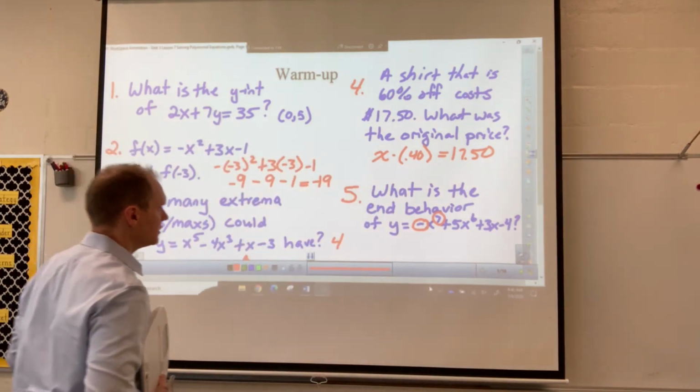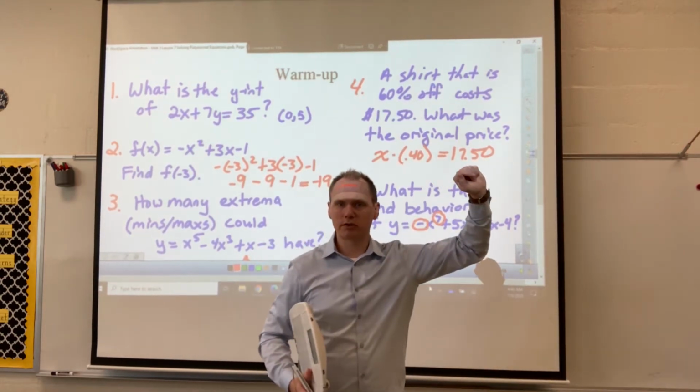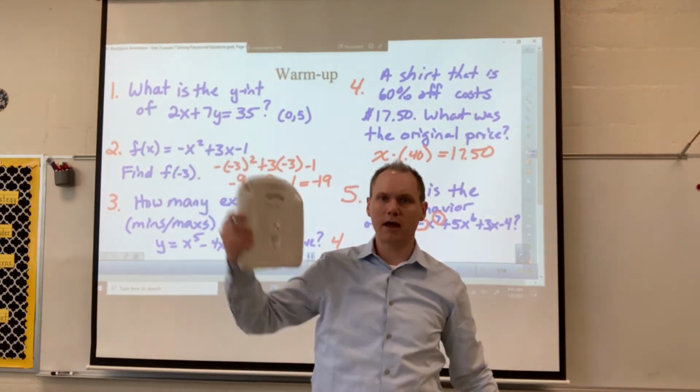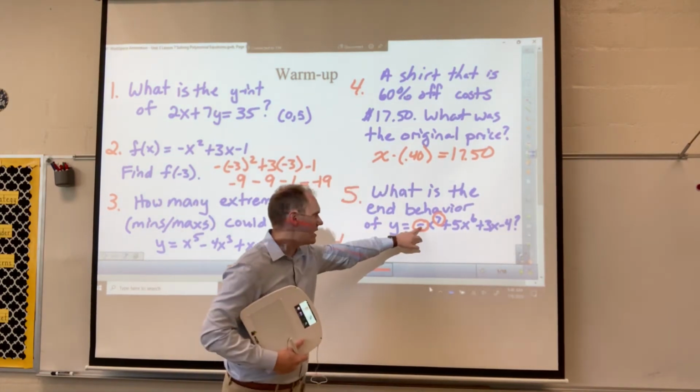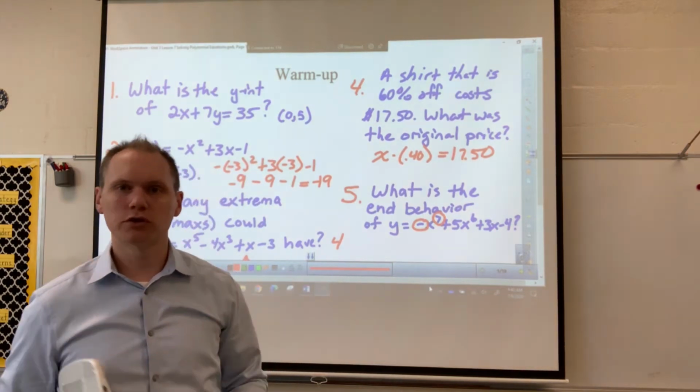In this particular instance, we have an odd degree. So that means they're going to go in opposite directions, so either down and up or up and down. Because it's a negative, it's going to be opposite of the traditional odd power.